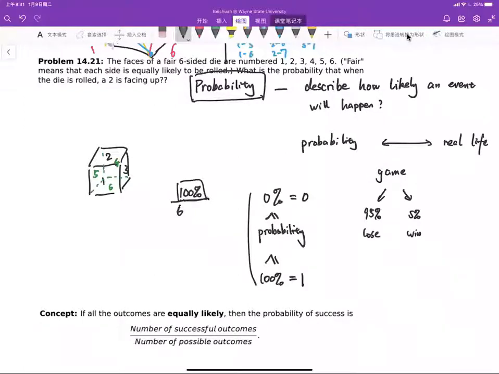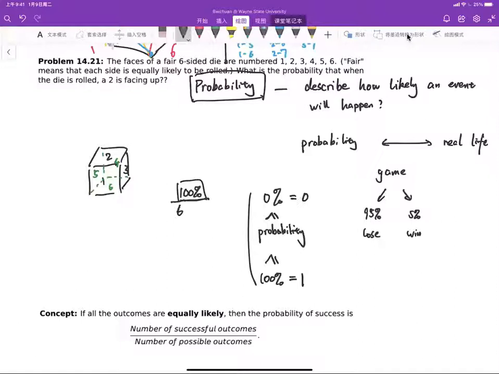Okay. So here, if we divide 100% by 6, that means the probability of happening any one of the 6 events is 100%. If you roll a die, the number you get must be one of 1, 2, 3, 4, 5, 6. 0 will never be there, 7 will never be there, 10 will never be there, because there are only 6 numbers on the die. So if you combine all of the 6 events together, it must be 100%.